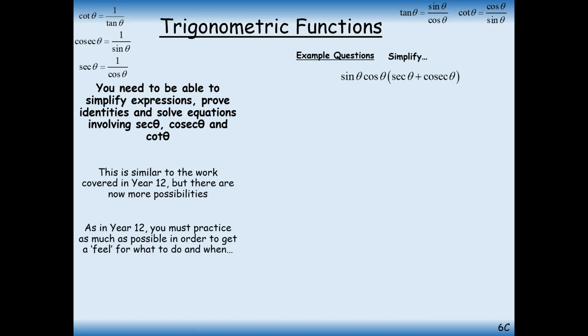Hi. So in this example, we are to simplify this expression. And looking at that, we can see that we have sec inside the bracket, and sec is 1 over cosine of theta, and we have cosec inside the bracket, which is 1 over sine of theta.